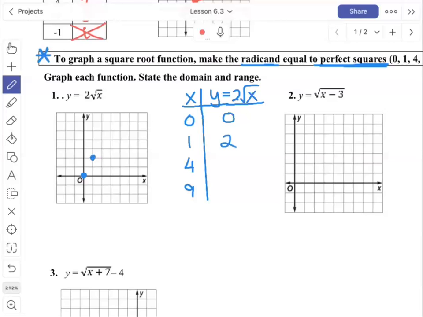Let's go to Raheel. Plug in 4. And what do we get? Do you get 4 as well? As well, yes, you do. Good job. So we get 4, 4. That's that point right there.